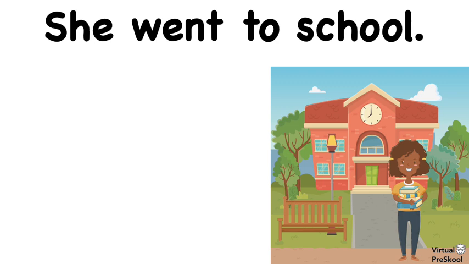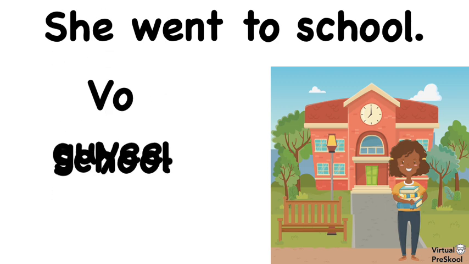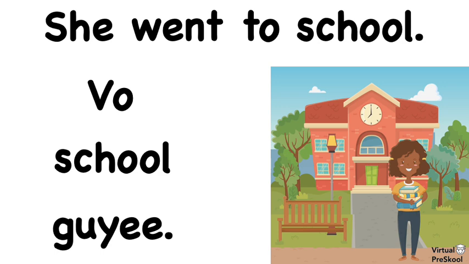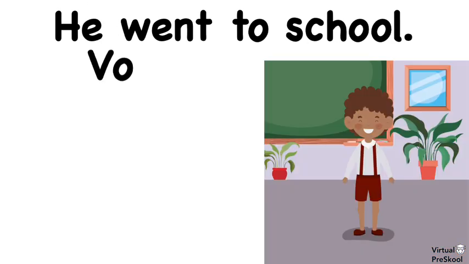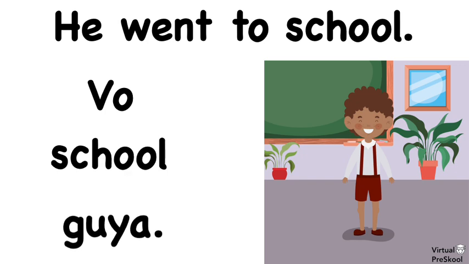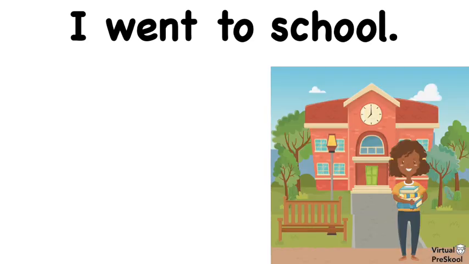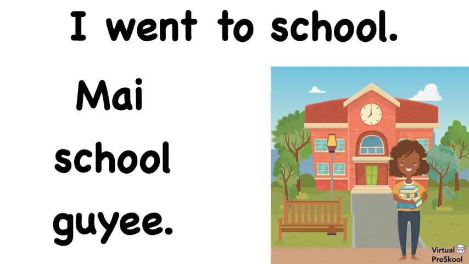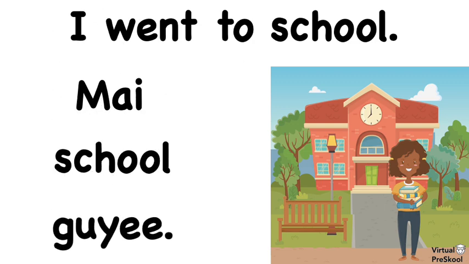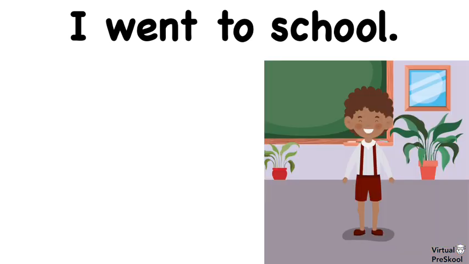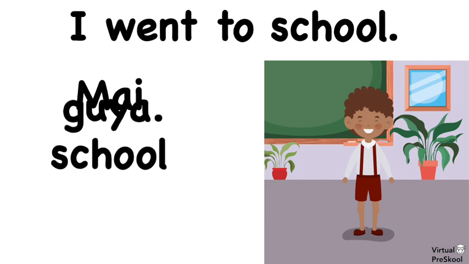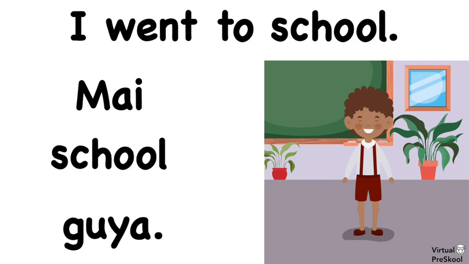Let's put it together. She went to school. Vo school gayi. He went to school. Vo school gaya. I went to school. Main school gayi. We did gayi here because look at the picture, it's a lady talking. And I went to school, and this is a boy. Main school gaya.